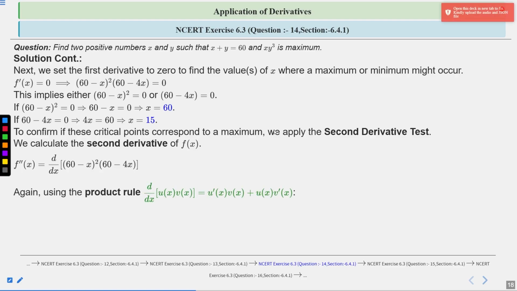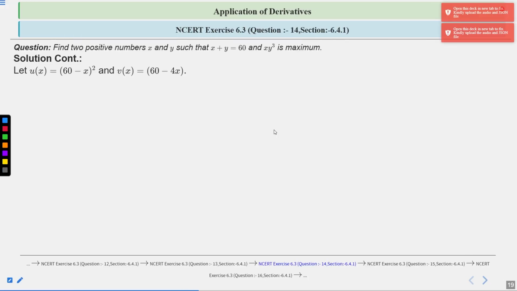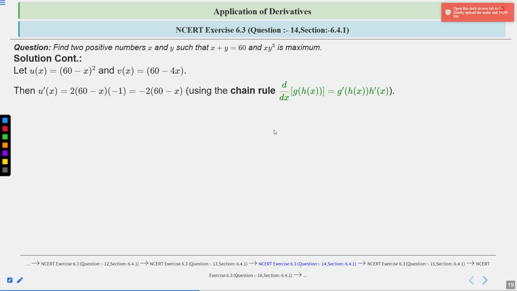Now again using the product rule, which is d upon dx of u(x) into v(x) is equal to u dash x into v(x) plus u(x) into v dash x, we can say u(x) is equal to (60 minus x) whole square and v(x) is equal to 60 minus 4x, okay? Then u dash x will be equal to 2 into (60 minus x) into minus 1, which is equal to minus of 2 into (60 minus x).